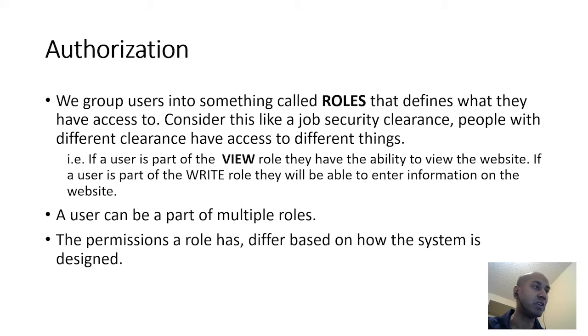For example, if a user is a part of a view role, they'll have the ability to view a website, if that's how the role was implemented. If a user is part of the write role, they will be able to enter information on that website. A user can be part of multiple roles, and the permissions a role has differs based on how the system was implemented. So there might not be a view role on one system, but a view role on another system. So the actual permissions associated with a role can differ.